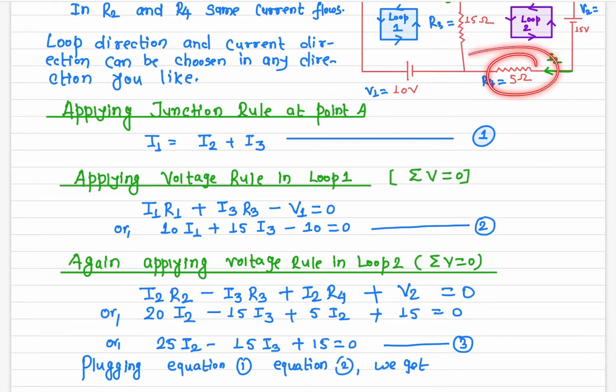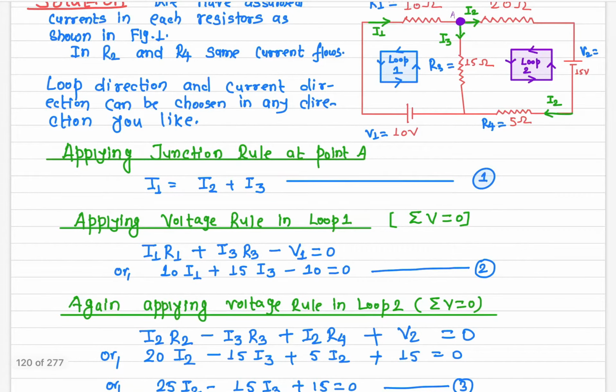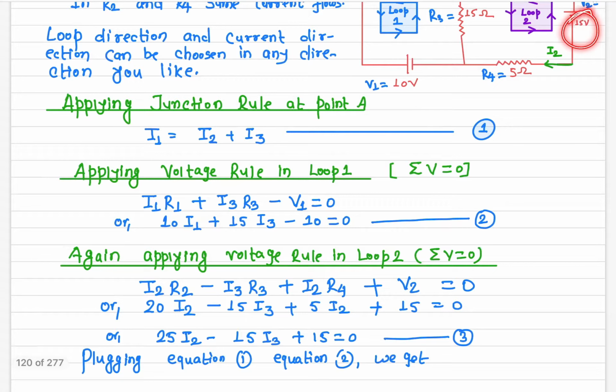And now for this component here, the current is in this direction. The loop is in this direction and the current is in the opposite direction. That means it has to be positive. So how do we write it down? 5 times I2. This is equal. And now for the battery, it is going from negative to positive. If it is going from negative to positive, we take this as a positive voltage, which is 15 volts. So this is the 15 here.